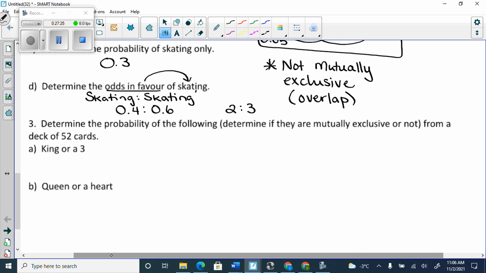How many kings are there? 4. So I'm going to write this down. I always put my knowledge base I have. 4 kings. And then how many 3s? 4 3s. Now we decide if mutually exclusive or not mutually exclusive based on if they ask me for a probability with an or statement. This is when they give me two things, something or something. When it has an or in it. And an or means I do what? I add them.